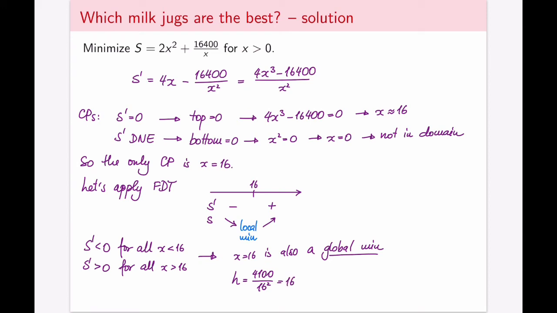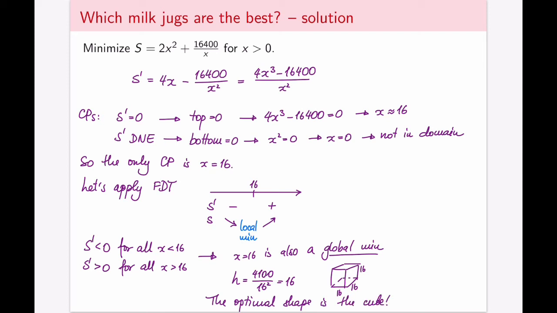So that means that the best shape in terms of smallest surface area and the fixed volume for the milk jugs is in fact a cube, 16 by 16 by 16. The optimal shape is the cube. So this is not terribly surprising.